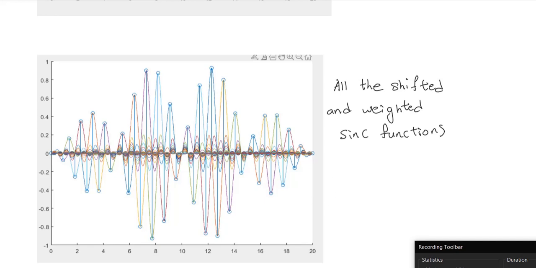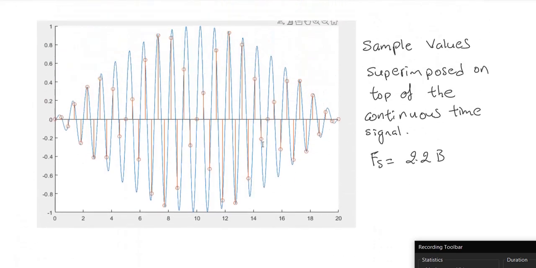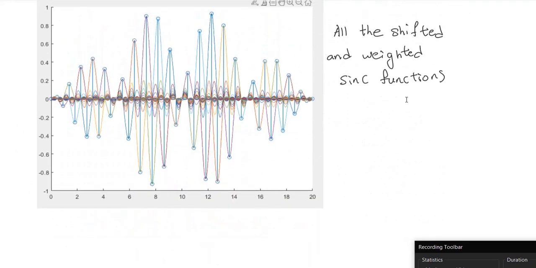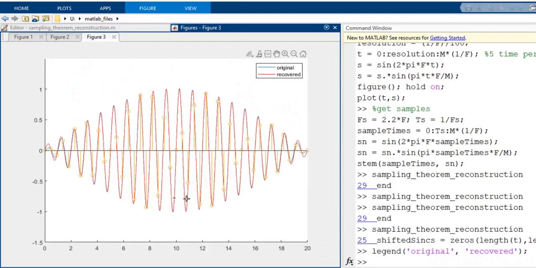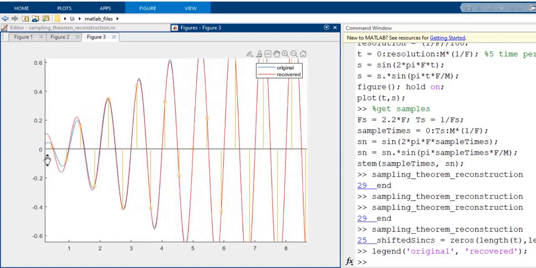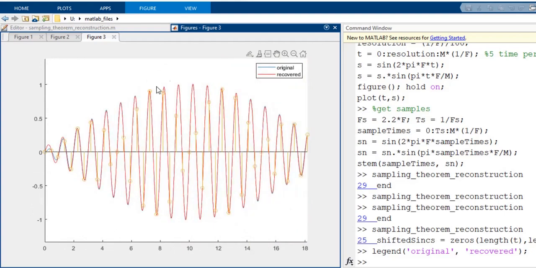Now the sampling theorem says that if you add up all these signals, you should get back the original continuous time signal here in this figure, right? So here is the original and the recovered signal superimposed on each other. And you can see that the recovered signal is pretty close, except near the boundaries, which is for a very complicated reason why it's not close over there.